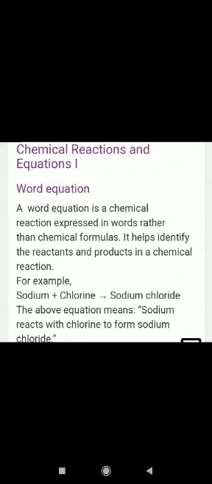Chemical reaction and equation. Word equation. A word equation is a chemical reaction expressed in words rather than chemical formulas. It helps identify the reactants and products in a chemical reaction. For example, sodium plus chlorine is equal to sodium chloride. The above equation means sodium reacts with chlorine to form sodium chloride.